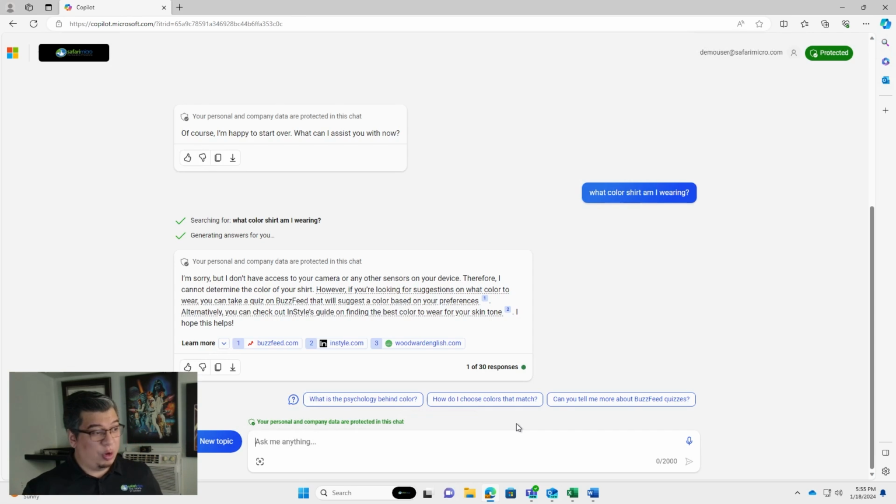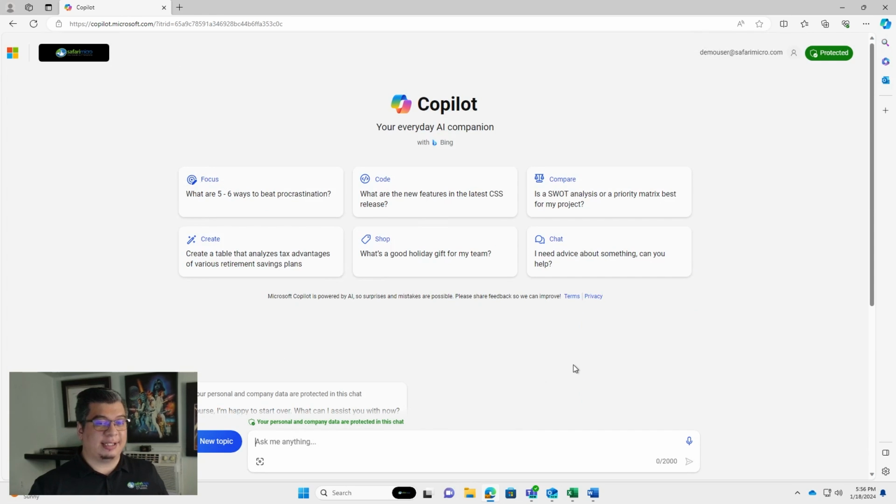And again, this comes with E3, E5, F5, Business Standard, Business Premium, A3 or A5 on the educational side. So a lot of organizations already have this with their existing licensing. So you can get started on working with AI right now, if you have one of those licenses, and technically right now, even if you don't, but you're not going to get those protected benefits.